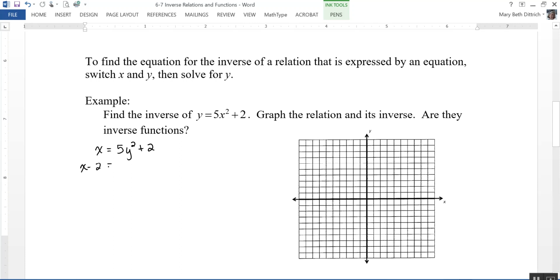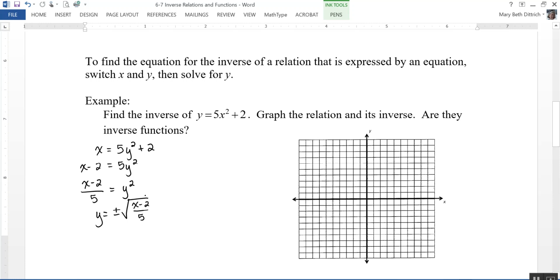I'll subtract 2 on both sides, divide both sides by 5, and then take the square root of each side. So y is equal to, and when I take the square root of each side, I need to do the positive and negative, square root of (x minus 2) over 5.